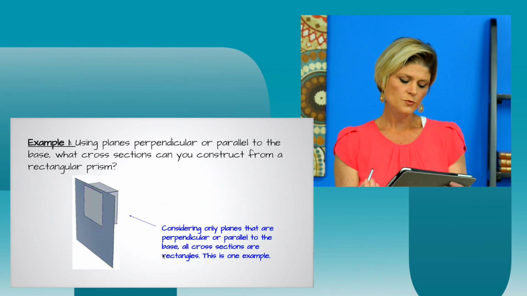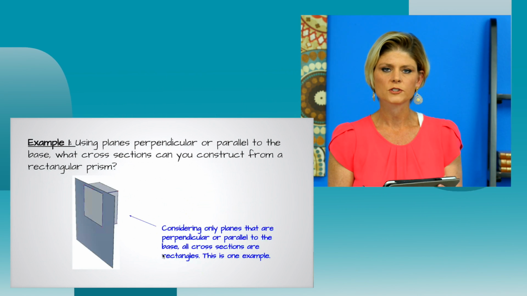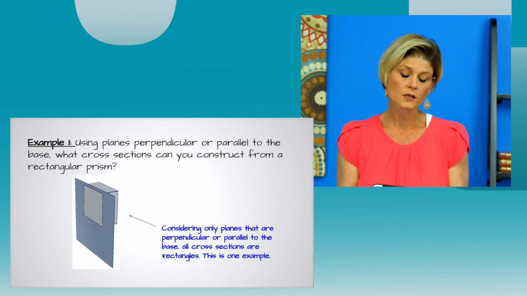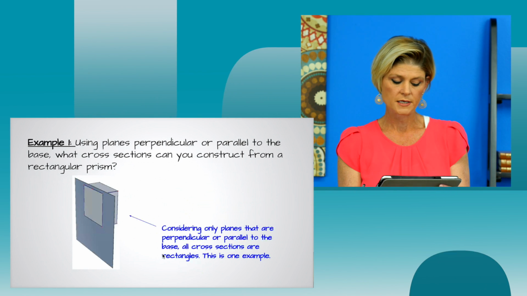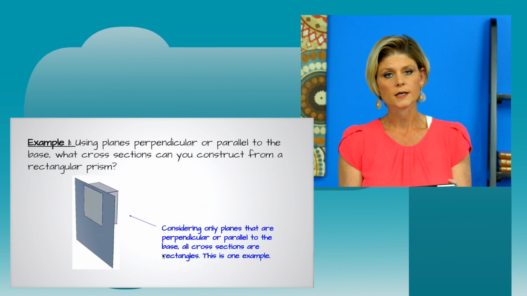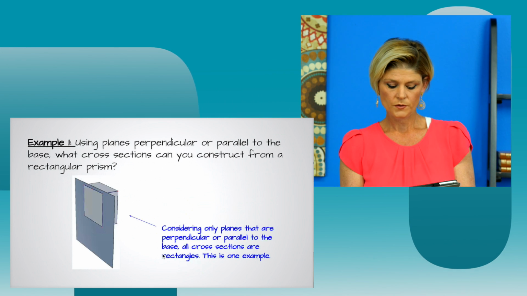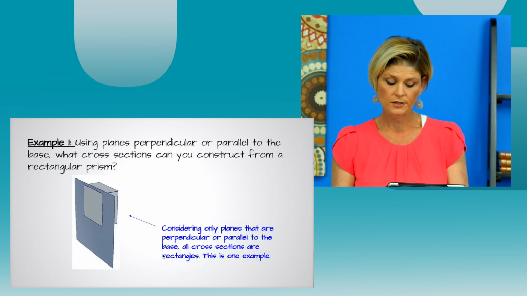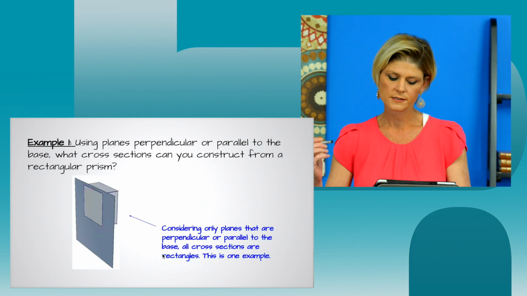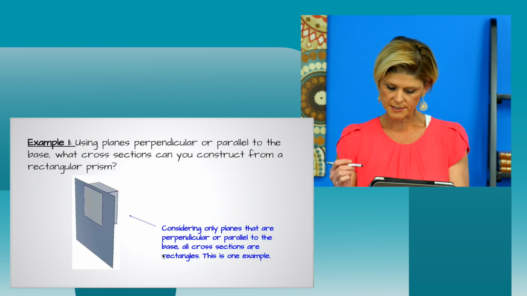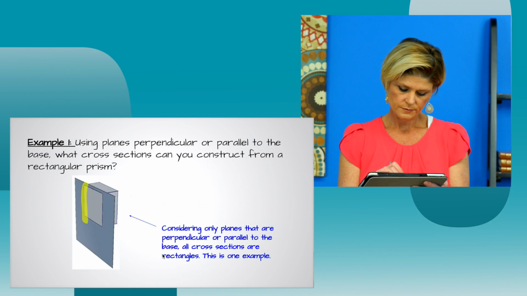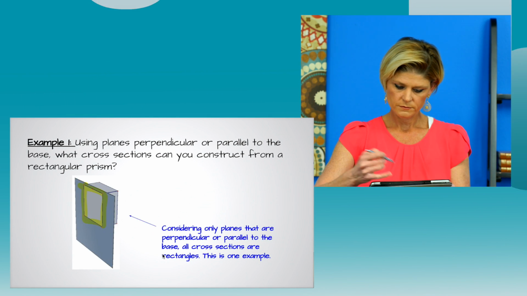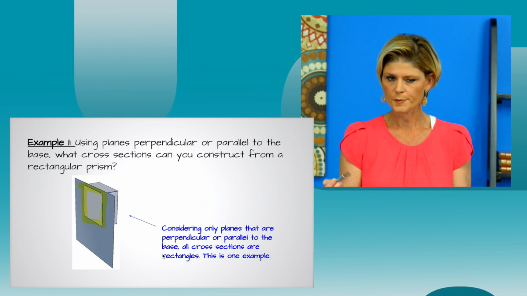All right, so here's one example. Using planes, you might get a question like this. Using planes perpendicular or parallel to the base, what cross-sections can you construct from a rectangular prism? Considering only planes that are perpendicular or parallel to the base, all the cross-sections are going to be rectangles. And here's an example. That would be perpendicular or parallel.